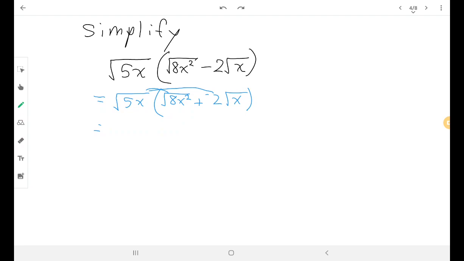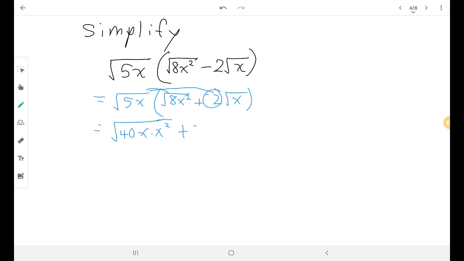So we'll have the square root of, remember, a square root times a square root is still a square root. It's just all the stuff put inside of it multiplied together. So let's say 5 times 8 is 40 times x squared, but the square root's going to cancel the x squared, so I'm going to leave it as x times x squared, right? That'll be helpful. Plus negative.